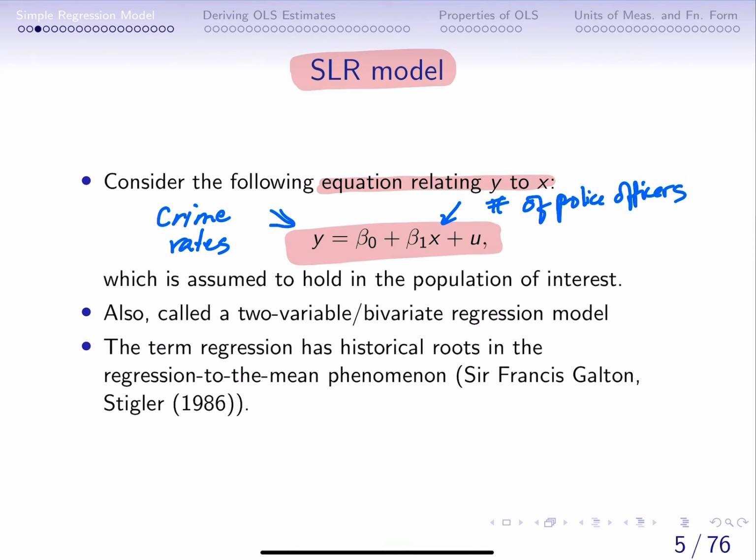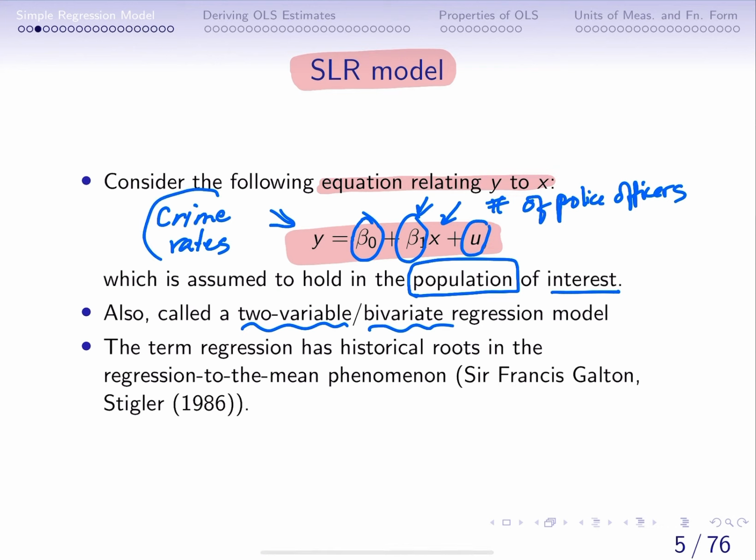Okay, so beta naught and beta 1 are going to be the parameters, and here we are talking about the population parameters of interest. Maybe we want to estimate this later and see the effect of x on y. Now, this type of model is also called a two-variable or a bivariate regression model because it only has two variables, x and y, okay? And you see this other term right here, which captures everything else that we talked about that could potentially affect the thing on the left-hand side, which is crime rates.